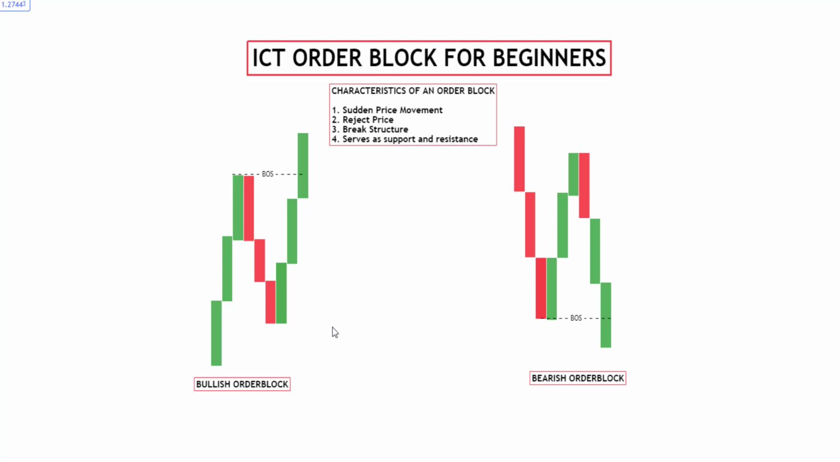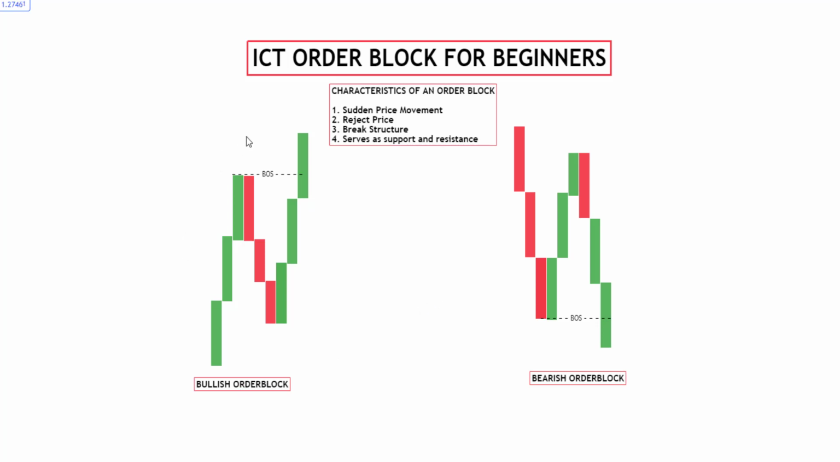We have two types of order blocks. We have the bullish order block and we have the bearish order block. The bullish order block causes price to move in a bullish direction, and the bearish order block causes price to move in a bearish direction. So when you come to your chart, the first thing you need to look out for is to know exactly where price is going, where the institutions are taking price.